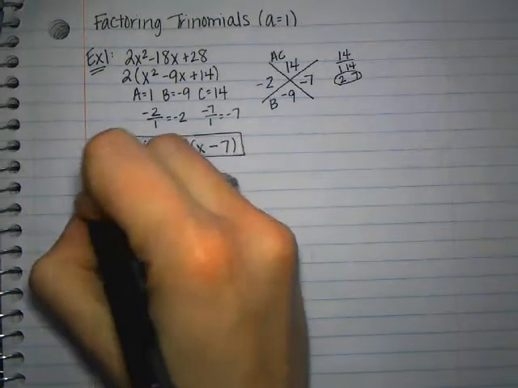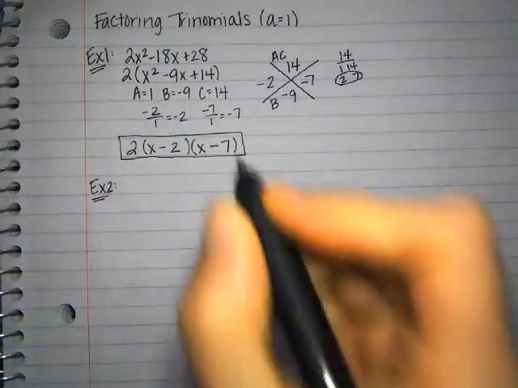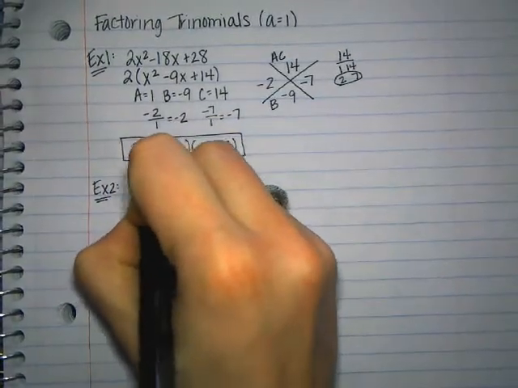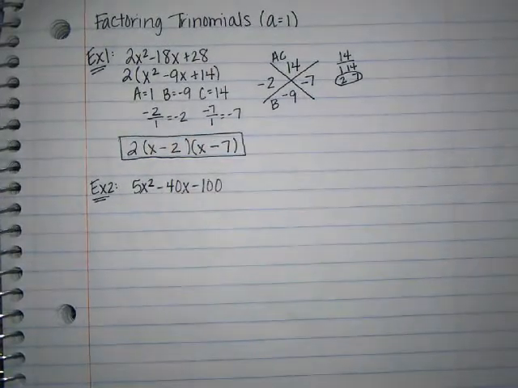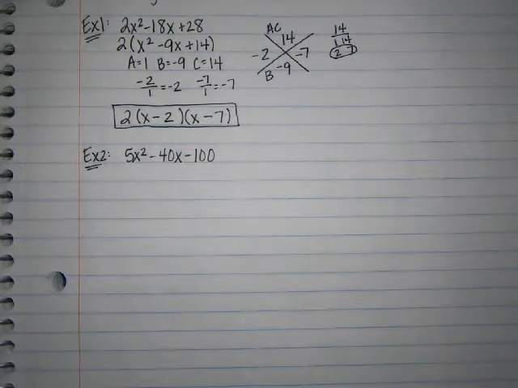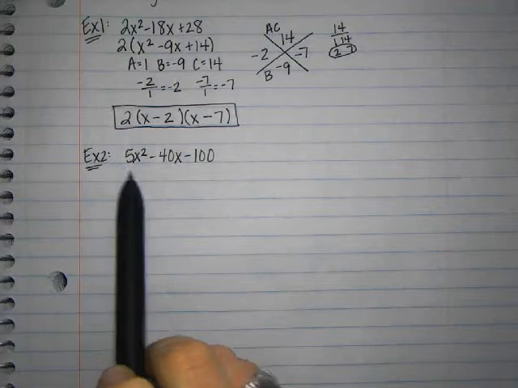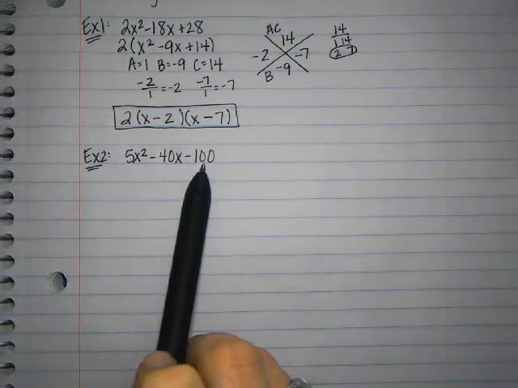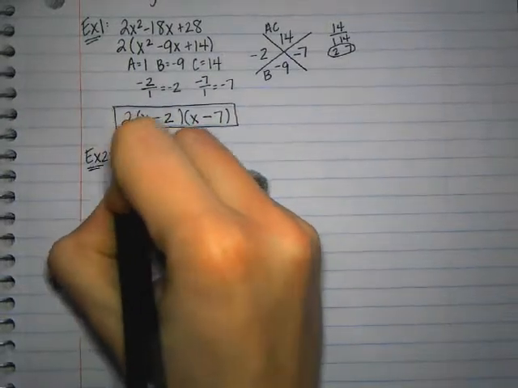Let's go ahead and do another example together. Example 2, let's say it's 5x squared minus 40x minus 100. If I look at this problem as a whole right now, it kind of looks like I'm going to be using large numbers. Need to see if there's a GCF, so look at the smallest number, which is 5. To ask myself, can 5 divide into 40 and 100? It definitely can. So let's go ahead and factor out 5, or divide it out.